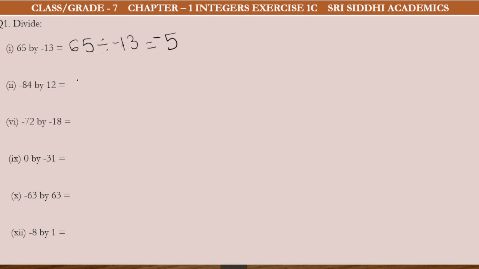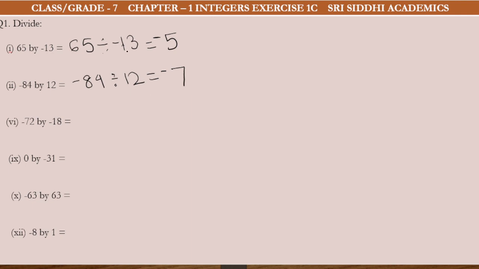Now here, bit 2 question says minus 84 divided by 12. Now here, if you check, you will see that 12 into what is 84? 12 into 7 is 84. Now, since again different signs, dividend is negative, whereas divisor is positive, answer will be negative, quotient will be negative, it will be minus 7.